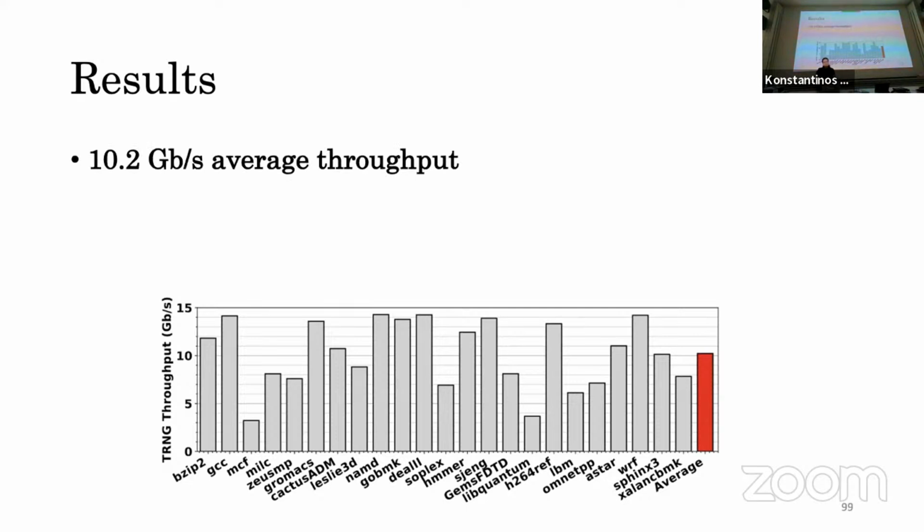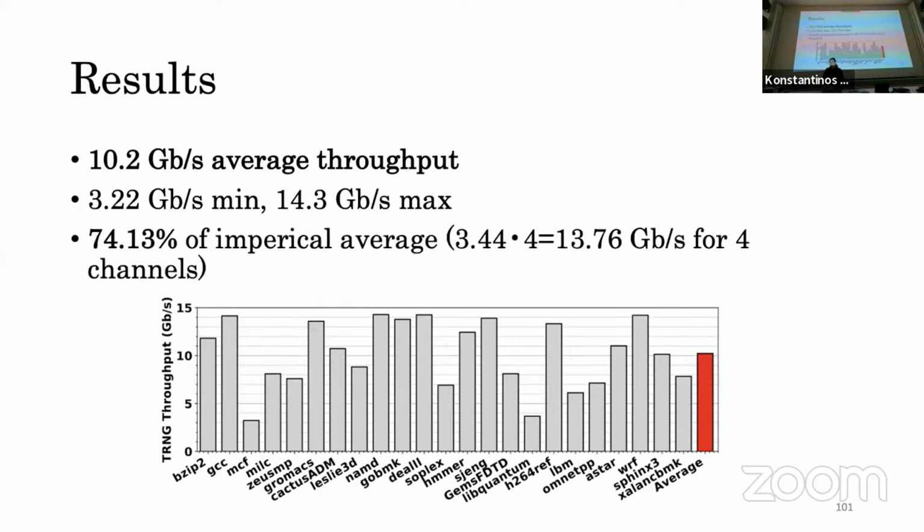So you can see the average throughput would be 10.2 gigabits per second, with a 3 gigabits per second minimum and a 14 gigabits per second maximum. This roughly corresponds to 74% of the empirical average that I presented in the previous slide.